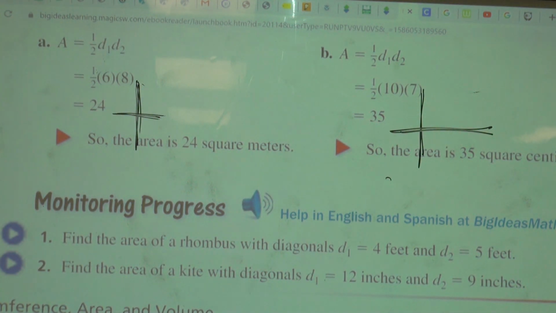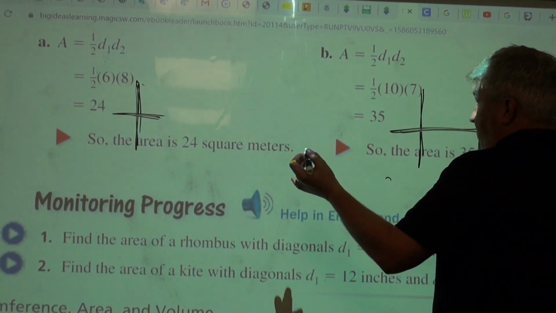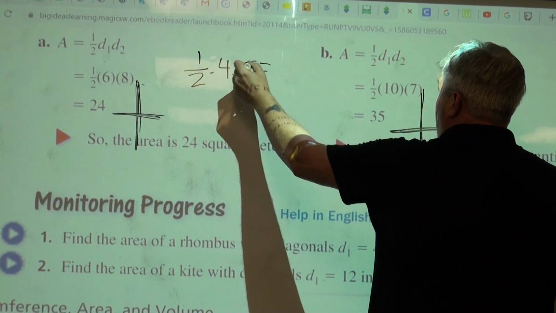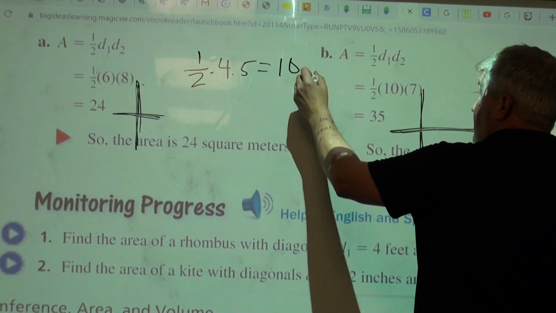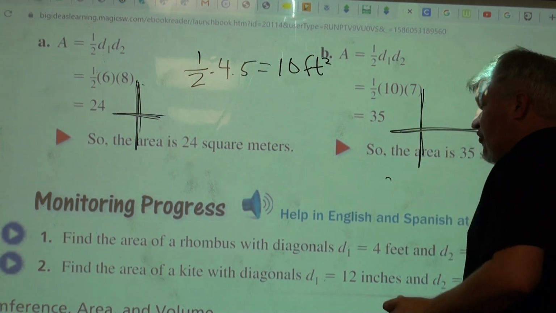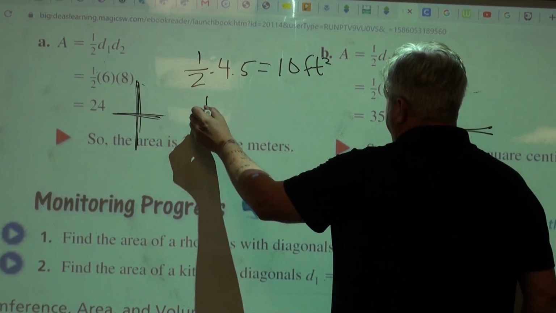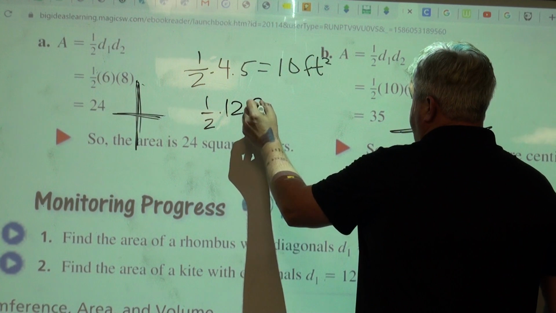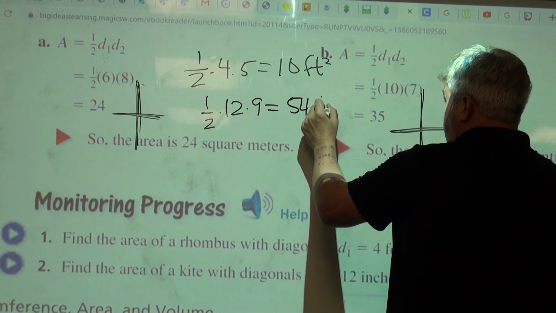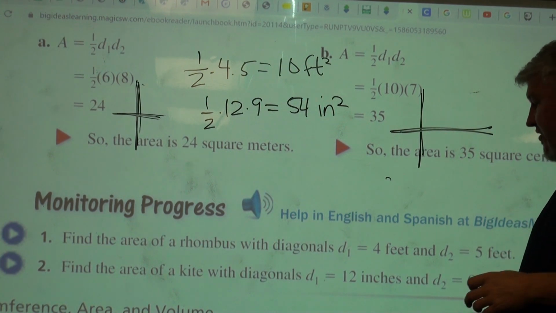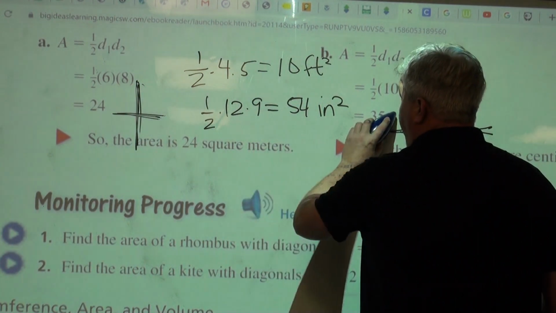Okay, so number 1 says, find the area of a rhombus with diagonals D1 4 feet and D2 5 feet. So your formula, 1/2 times 4 times 5, which is 20 times 1/2 is 10 feet squared. Okay, and number 2, find the area of a kite with these diagonals, 12 inches and 9 inches. 1/2 times 12 times 9 equals 54 inches squared. Okay, that's all the heart of that is. This is going to be a very easy section. All right, that's the area of a rhombus and a kite.